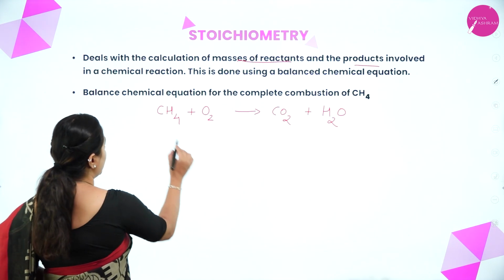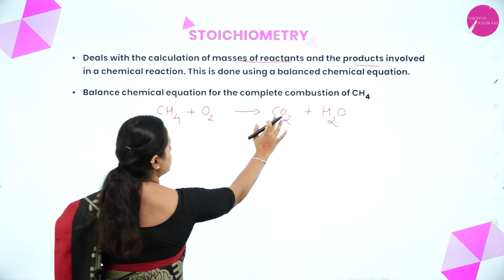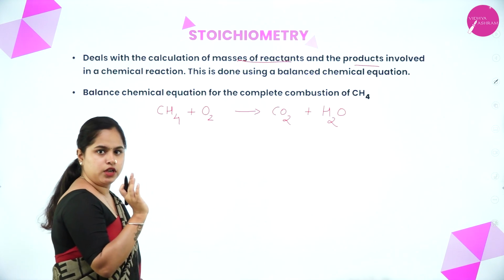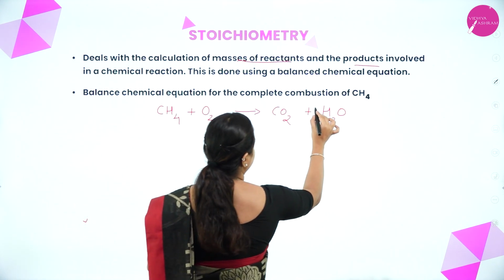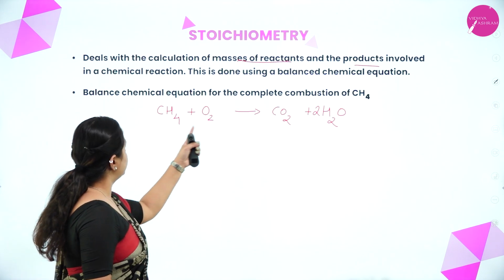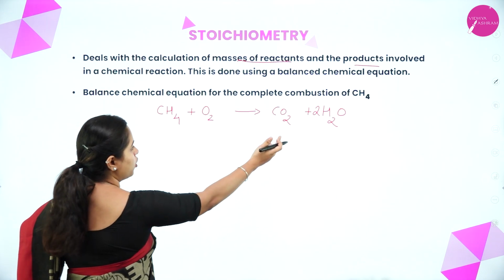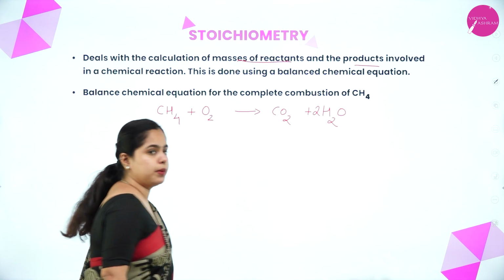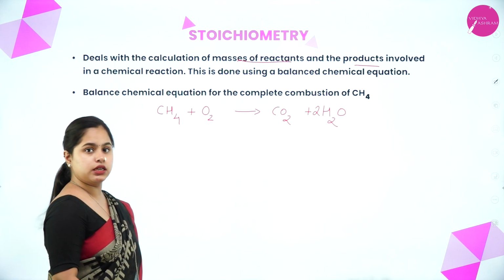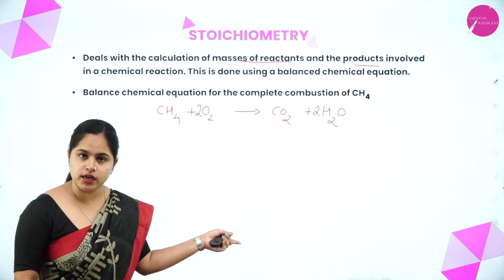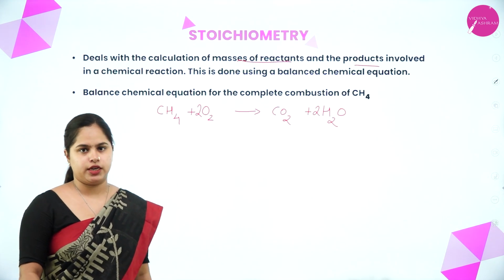So let's see here. Carbon, only one atom here. Here also carbon is one. No problem. What about hydrogen? 4 here and 2 there. So what can I do? I can add a 2 here, right? So this becomes 4. Now let's balance oxygen. Here it is 2. And what about there? It is 2 here and 2 in this part, so it will become 4. Now I have to balance it here, so I can just add a 2 here. Yes, so now I obtained my balanced chemical equation.